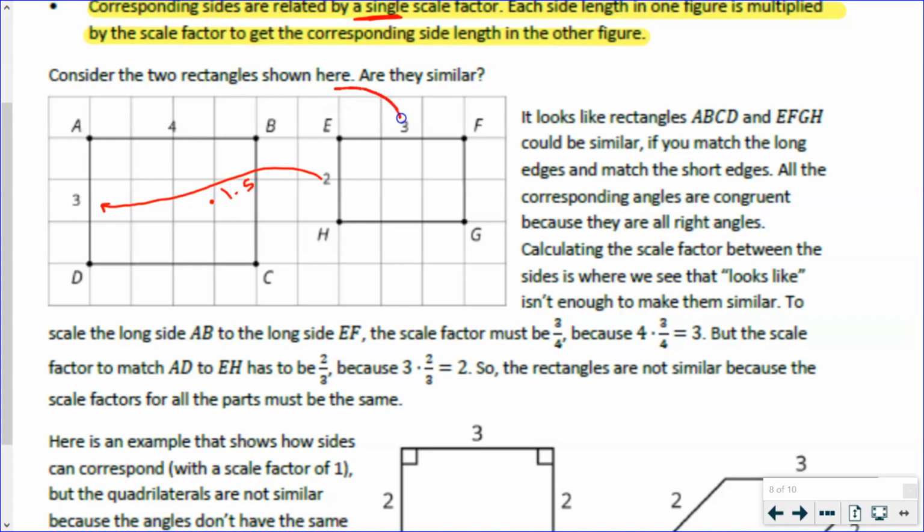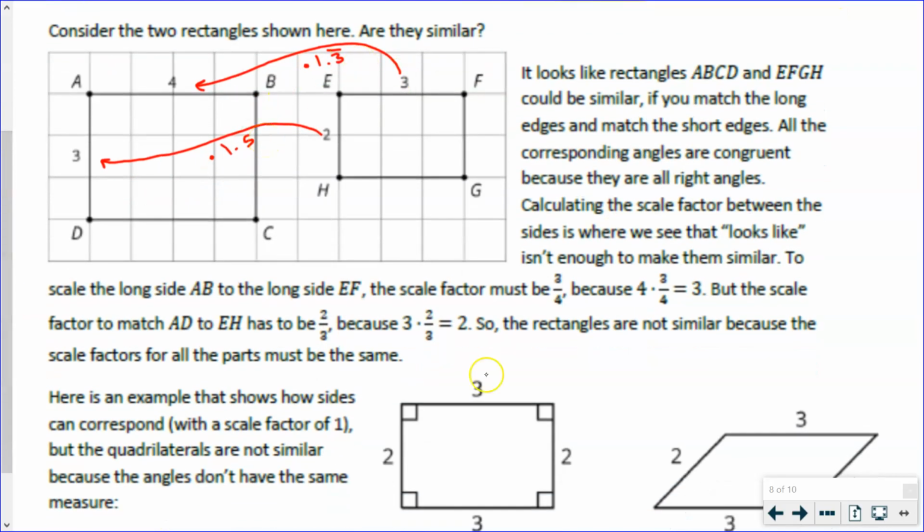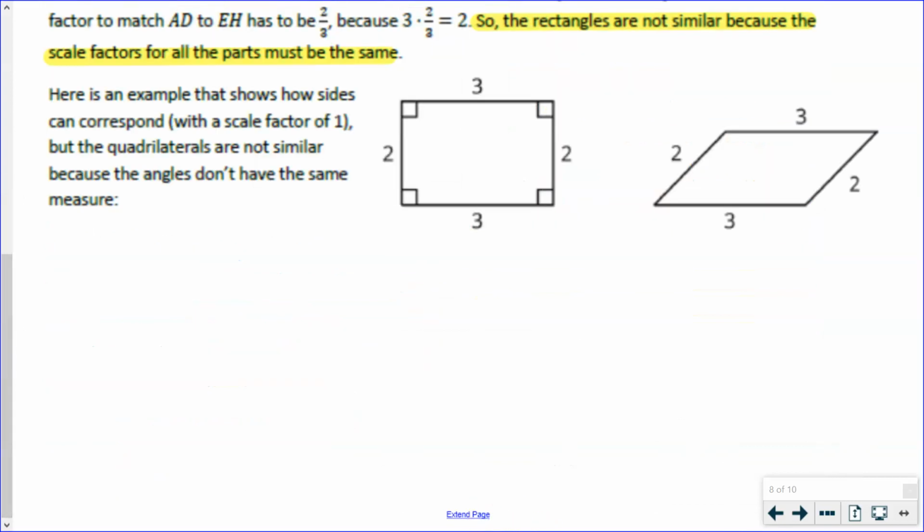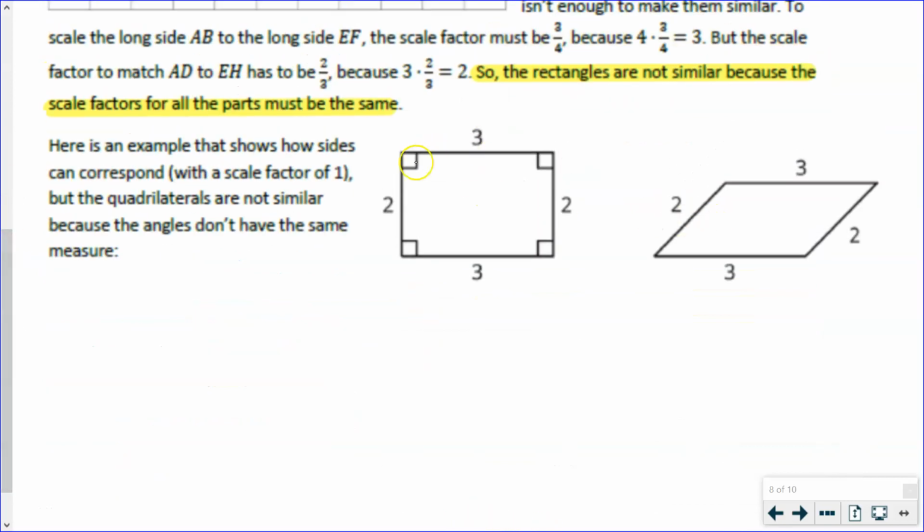I would hope that I can multiply by 1.5 here to show that they're similar, but 3 times 1.5 actually gives me 4.5, not 4, because what I'm multiplying by here is 1.3 repeating. So, since I am not multiplying by the same number, these rectangles are not similar. The scale factors must be the same, and they are not. We can also see in these two figures that these are not similar because the angles are different. Here I have a right angle because it's a rectangle, and here I have a non-right angle, so it is a parallelogram, but the angles changing tells us that these are not similar figures.